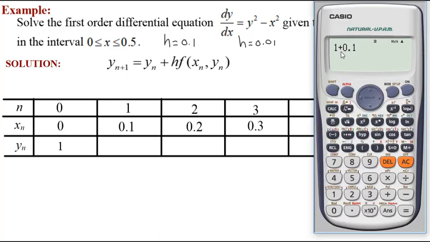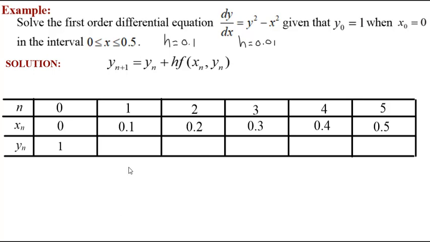Then we've got 1 plus h times, we'll use brackets there, y is 1, so you get 1 squared minus 0 squared. Close your brackets, equal. We get that, which means that y1 here is 1.1.